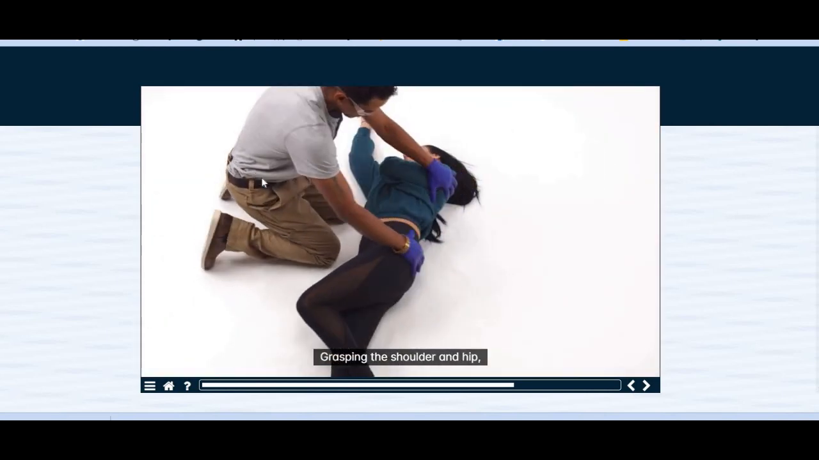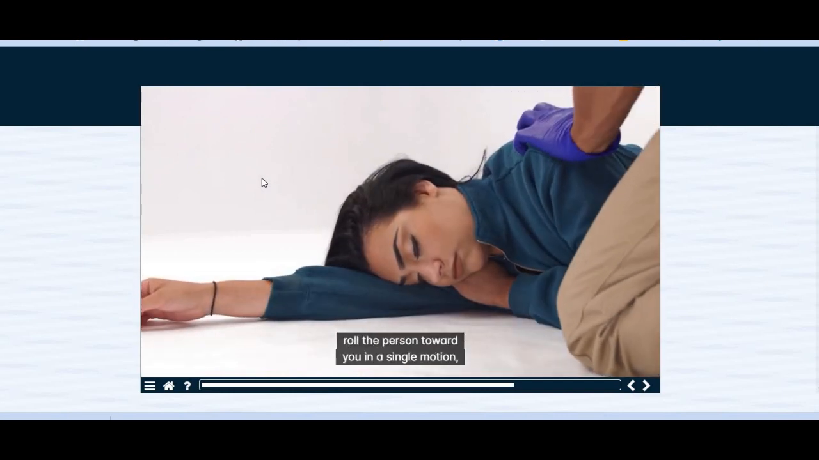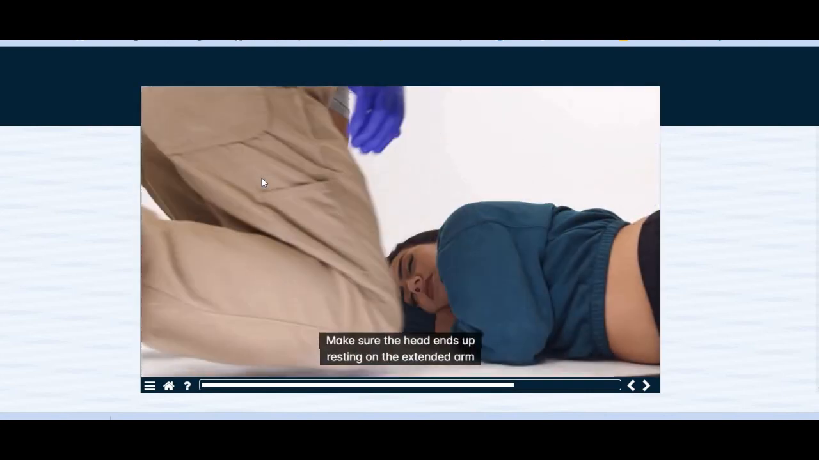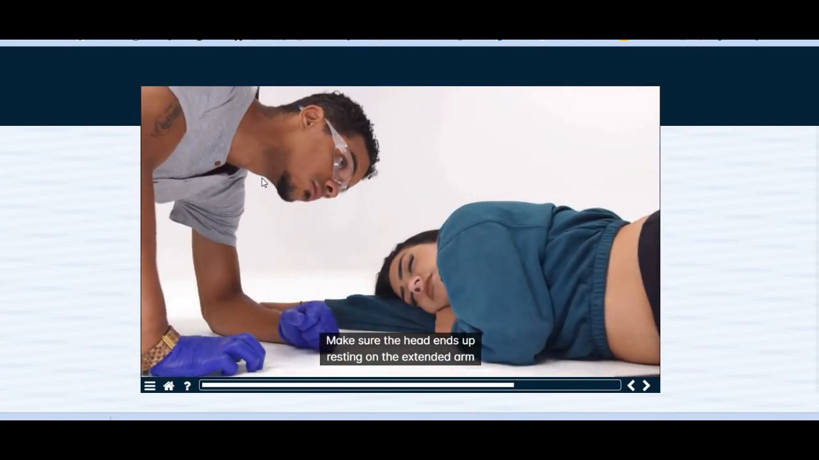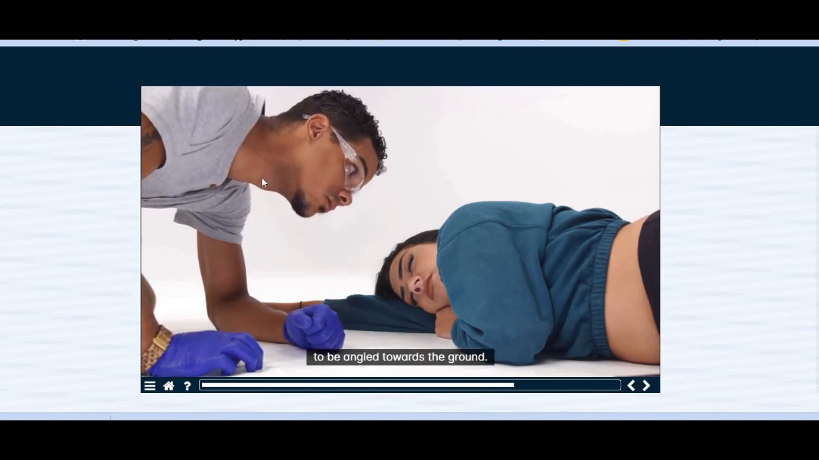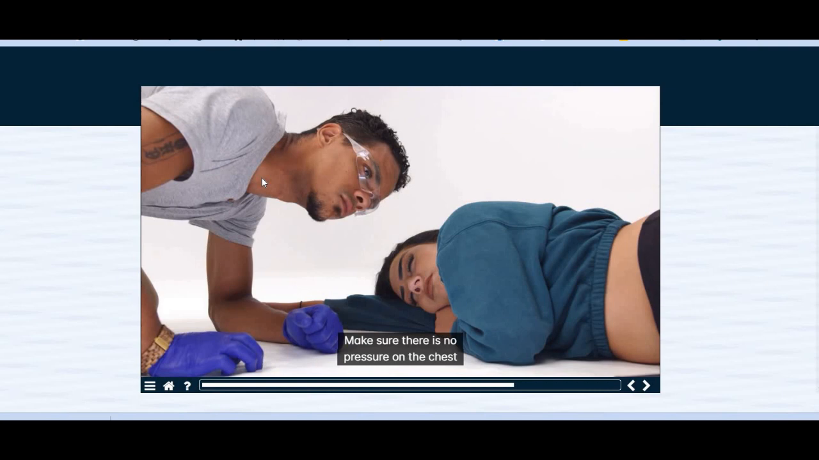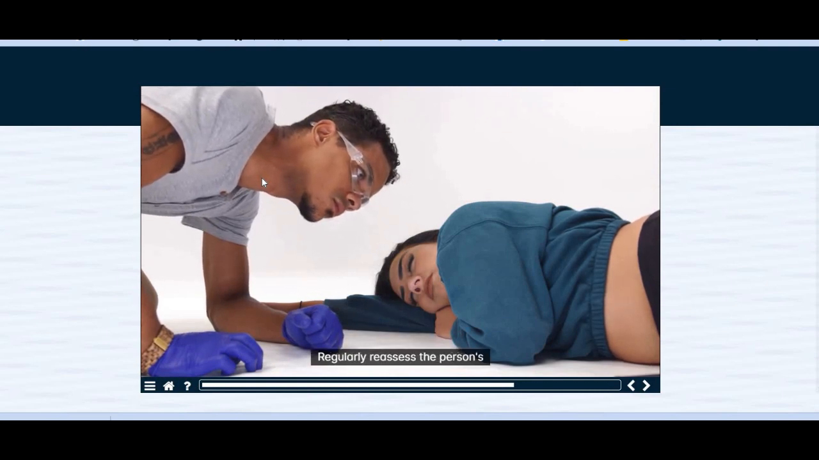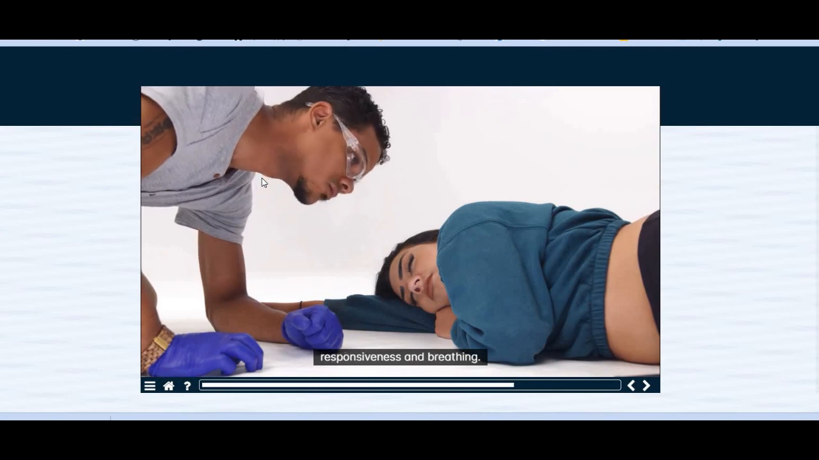Grasping the shoulder and hip, roll the person toward you in a single motion, keeping the head, shoulders, and body from twisting. Make sure the head ends up resting on the extended arm, and roll far enough for the face to be angled towards the ground. Make sure there is no pressure on the chest that might restrict breathing. Regularly reassess the person's responsiveness and breathing.